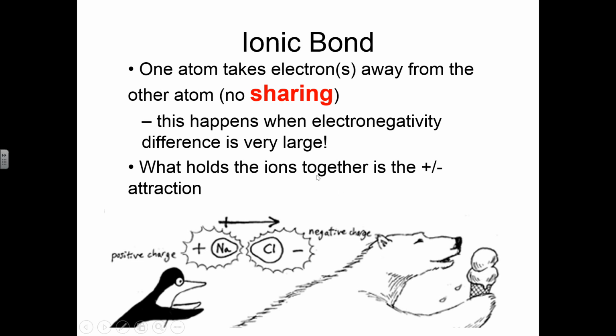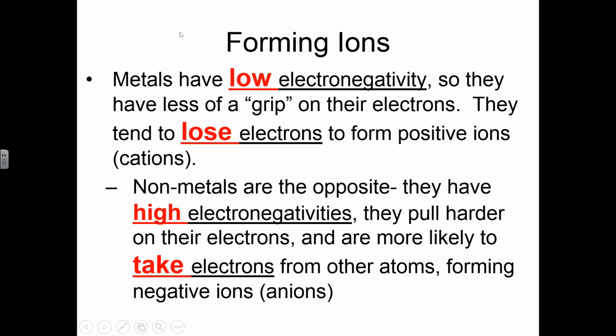It's not sharing at all. This happens when there is a huge difference in electronegativity, such as the difference between a metal and a nonmetal. Metals have low electronegativities, so they don't have very much of a grip on their electrons and tend to lose electrons. Nonmetals are the opposite. They have high electronegativities. They're more likely to take electrons from the other atoms.